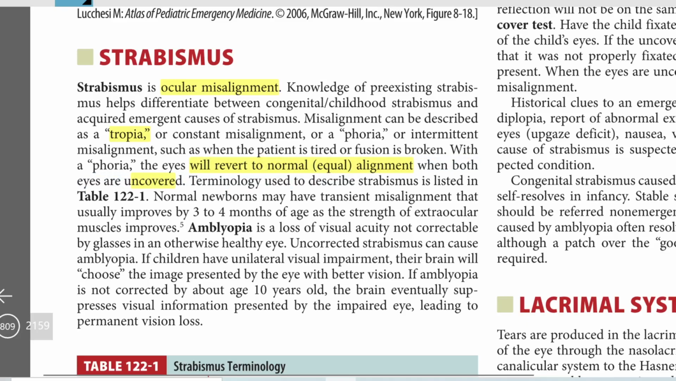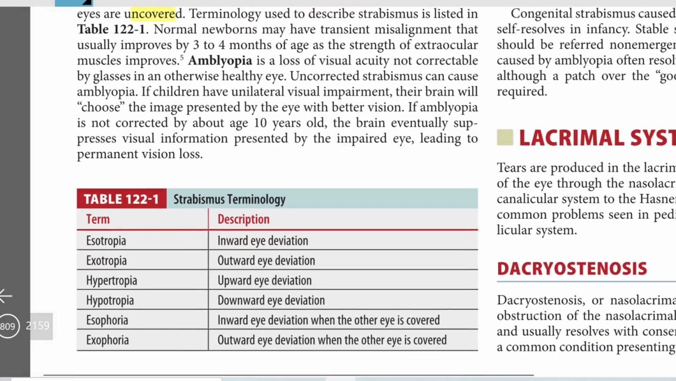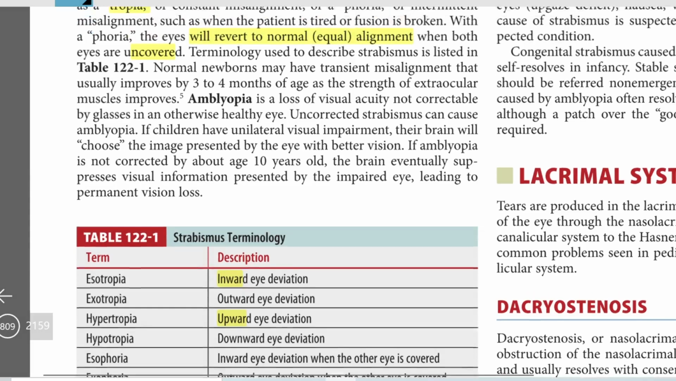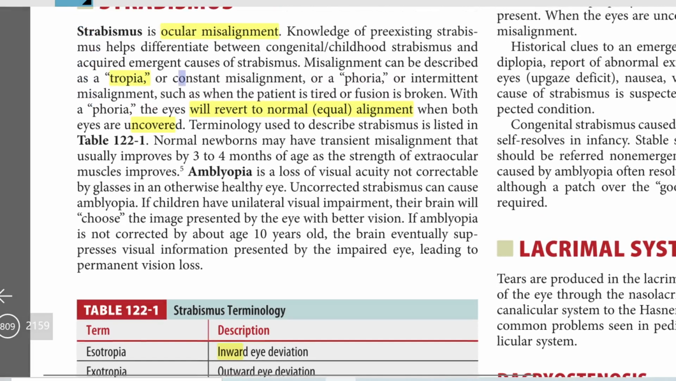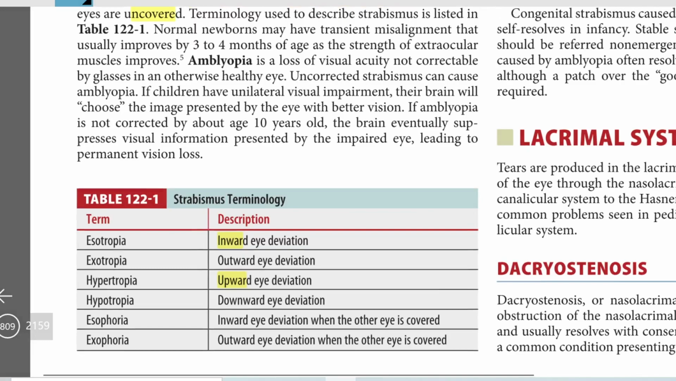Okay, the terminology used to describe strabismus is listed in this table. So let's go through that. Esotropia is inward eye deviation, exotropia is outward eye deviation, hypertropia is upward, and hypotropia is downward. Now these are the tropias, which is a constant misalignment. Remember the term constant misalignment. Now coming to phoria, that is esophoria and exophoria. Esophoria is inward eye deviation when the other eye is covered. Exophoria is outward eye deviation when the other eye is covered.